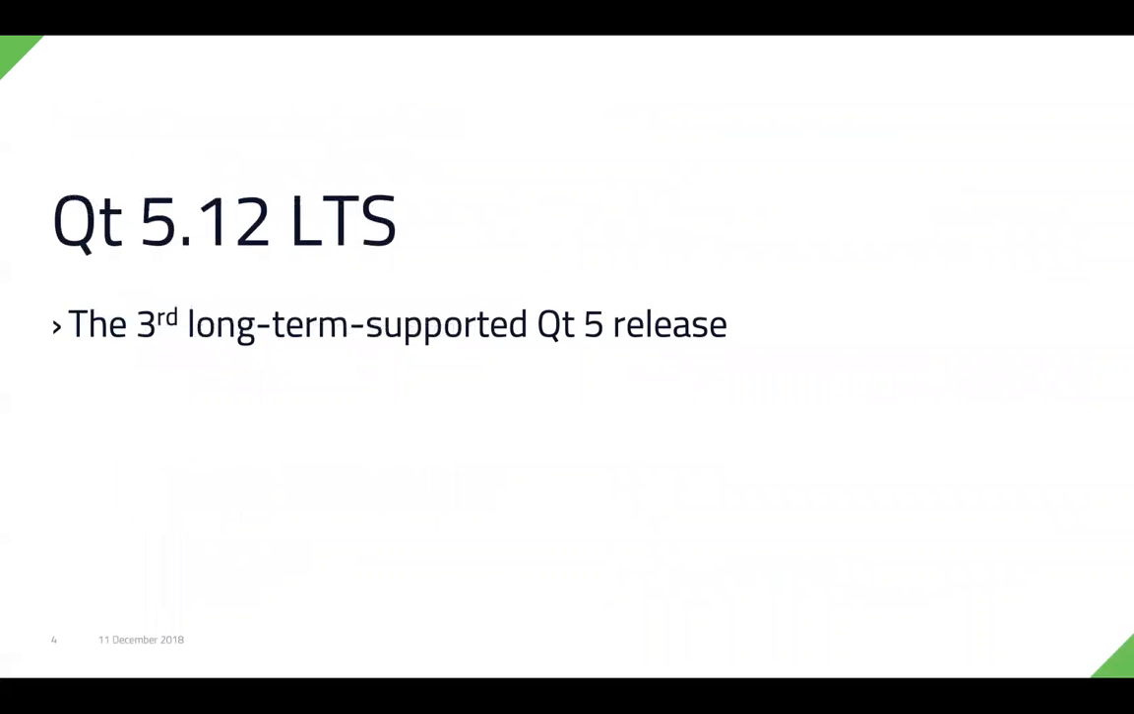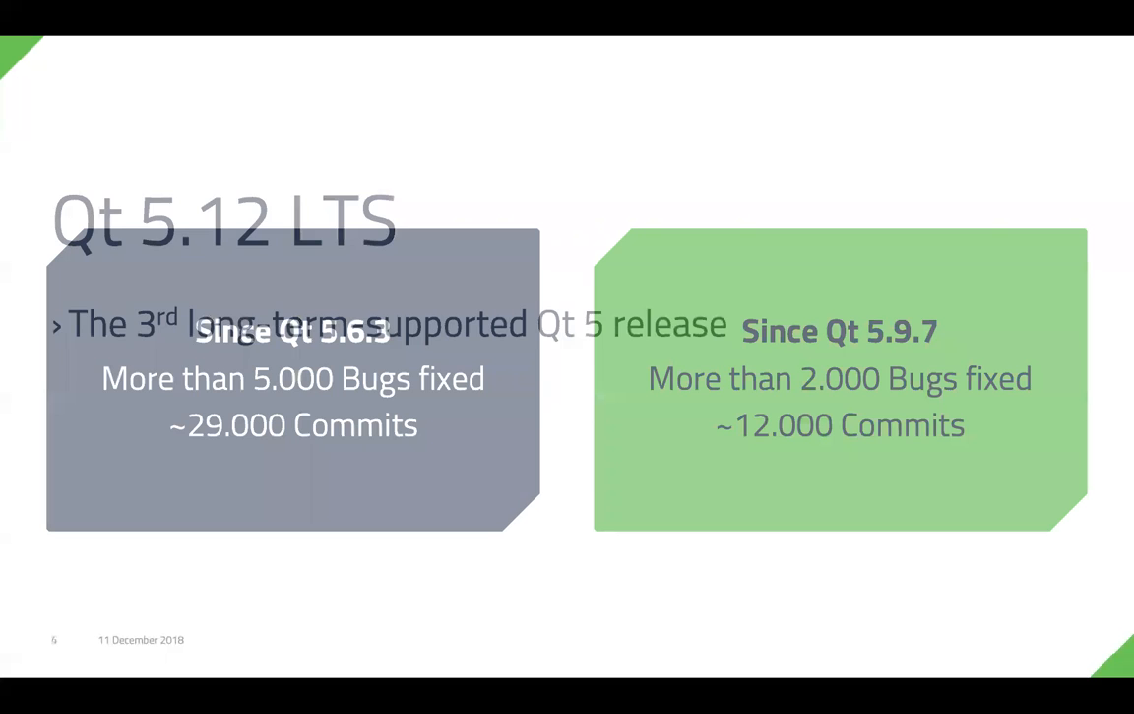Qt 5.12 has been released last week. It's our third long-term supported release after Qt 5.6 and Qt 5.9. So we're establishing a nice rhythm here that every third release that we're doing is a long-term supported release. This LTS promise implies that we will be updating 5.12 with patch level releases, with bug fixes, for 3 years to come. In this case, this means until approximately the end of 2021.